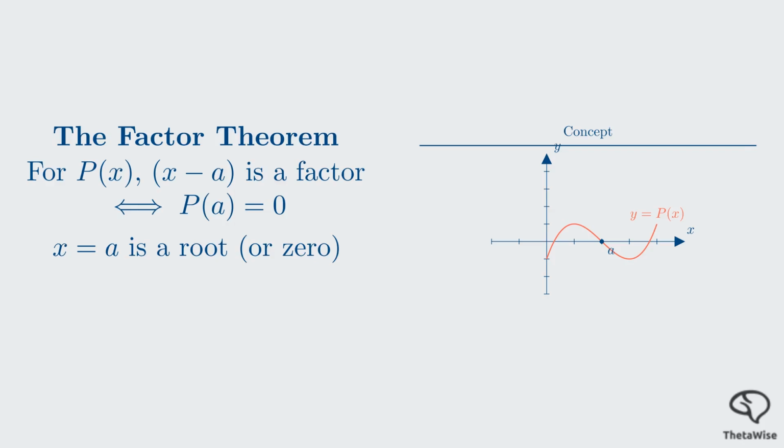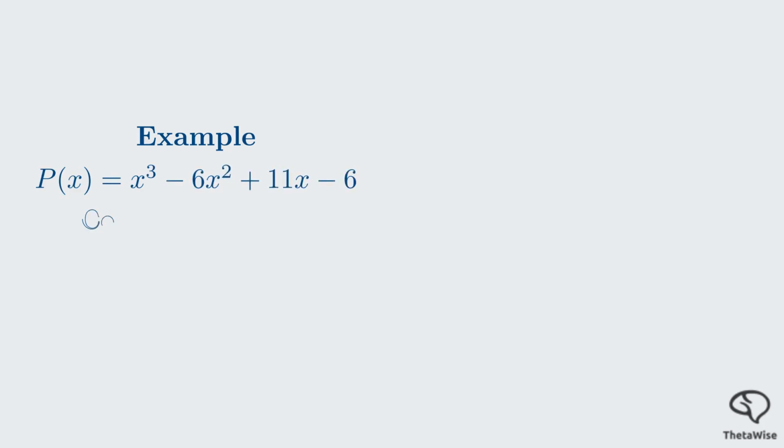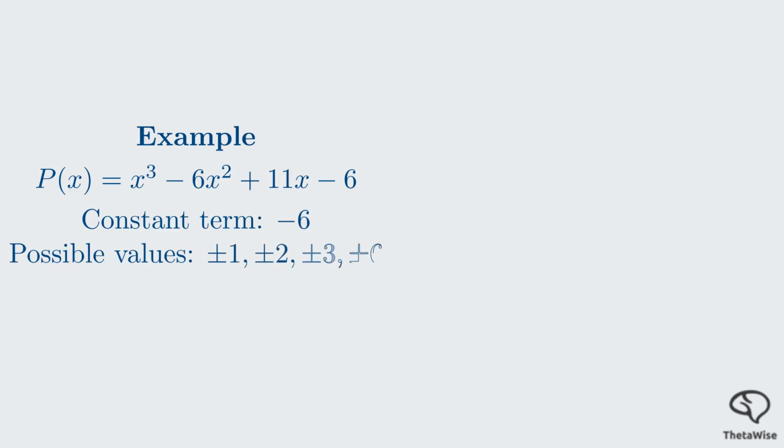Knowing just one root gives us a gateway to breaking down the entire cubic expression into simpler parts. Let us apply the factor theorem to find the first factor of a cubic polynomial. Suppose we have p of x equals x cubed minus 6x squared plus 11x minus 6. To find the first factor, we use trial and improvement. We test integer values of x that are factors of the constant term, which is negative 6. So we should test plus or minus 1, 2, 3, or 6.